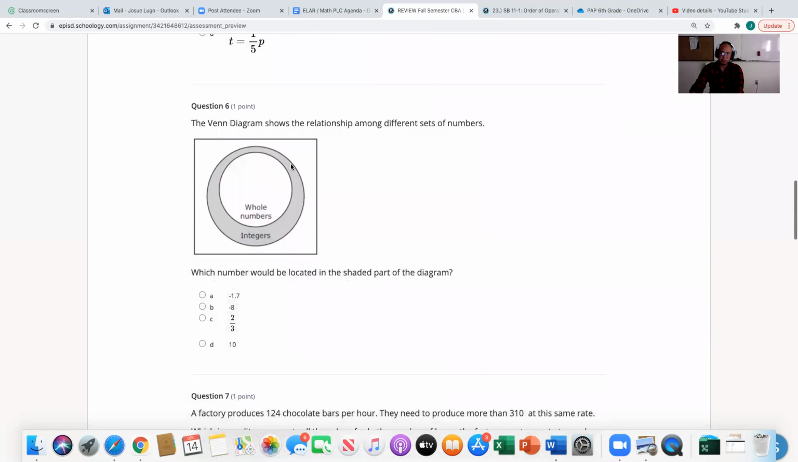Let's go to 6. Which number would be located in the shaded part of the diagram? Notice, guys, that in this diagram, it says integers. So everything inside this diagram is going to be integers. Everything inside of it will be an integer. And notice that inside these integers, we have another group, which is the whole numbers. Meaning that if you have a whole number, it is also an integer.